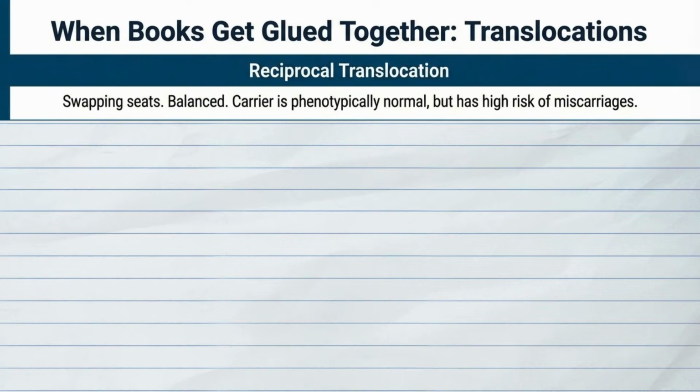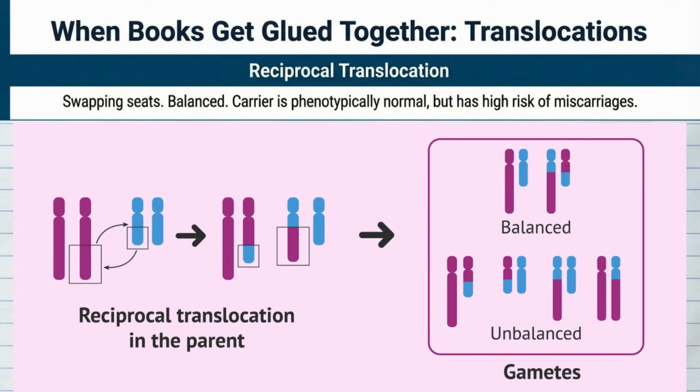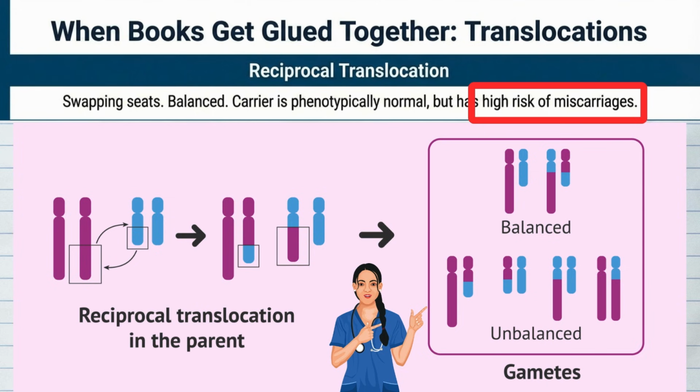First one here is translocations, or swapping seats. Reciprocal translocation: 2 chromosomes swap pieces. No genetic material is lost. Usually the patient is normal, but their gametes, sperm or egg, will be unbalanced. This leads to recurrent miscarriages.